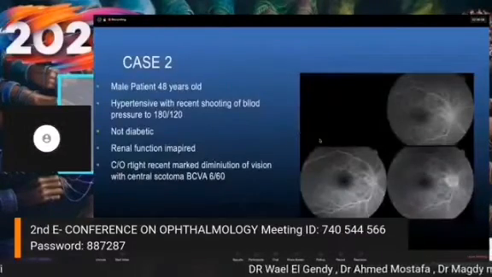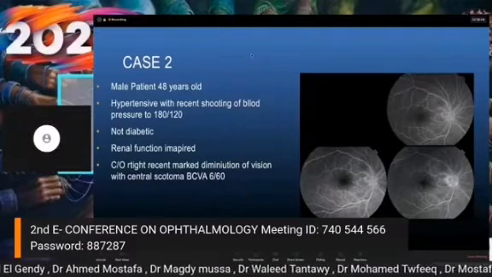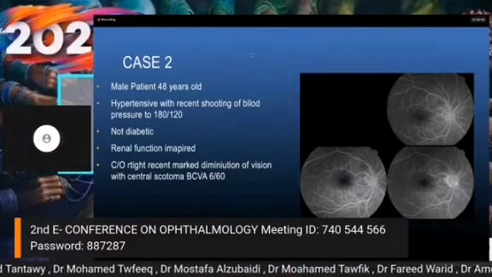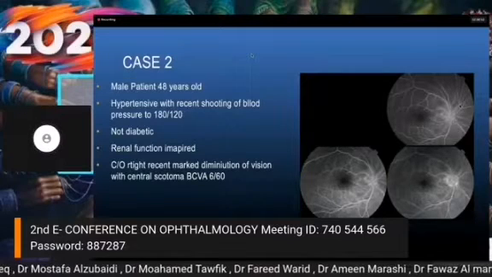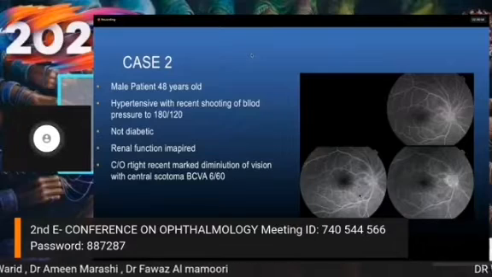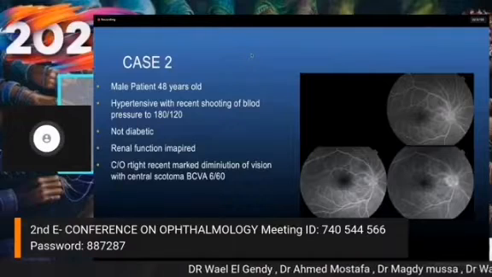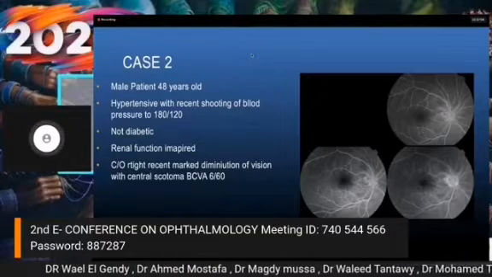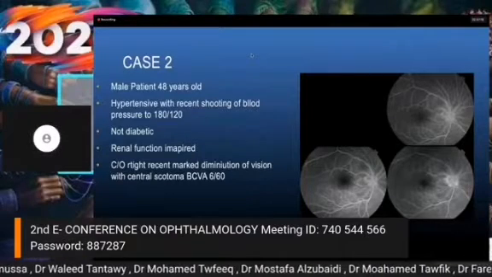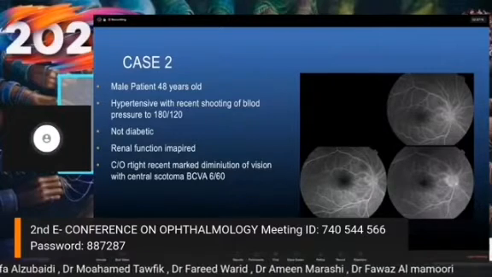Here's another case, the one before the last one, a male patient, 40 years old. I'm giving you the fluorescein. What do you see in the fluorescein here? Let me help you out. You can see areas of capillary dropout here. Probably these are infarcts. And this patient had a recent attack of hypertension, a shooting of blood pressure, 180 over 120. He's not diabetic. He had some kind of renal function impairment, and he's complaining of marked diminution of vision with a visual acuity of 6/60 and the left eye was 6/9.